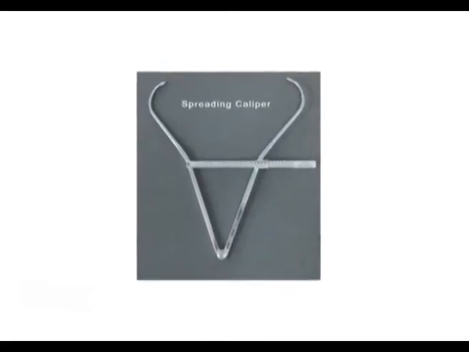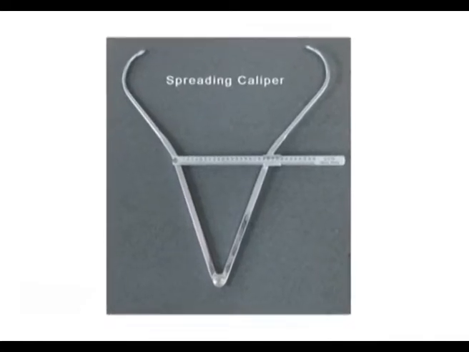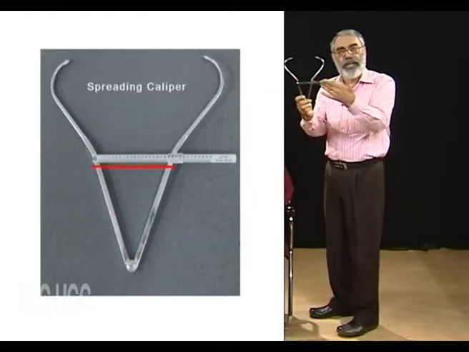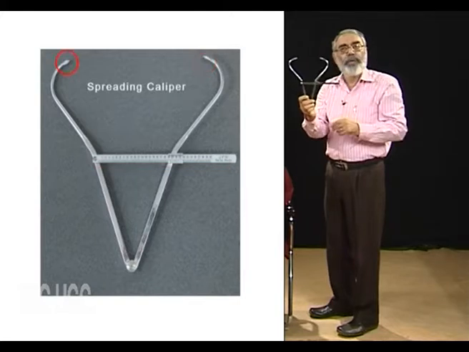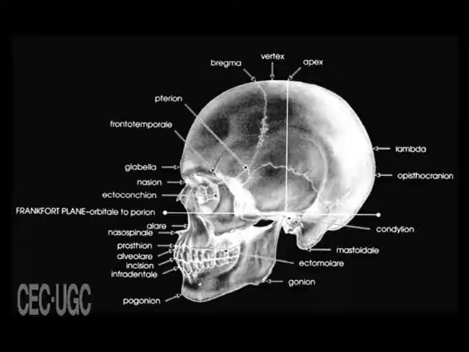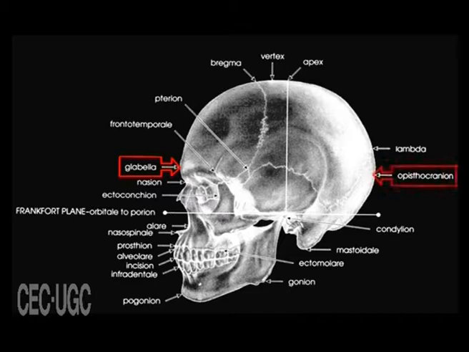The instrument used for this measurement is the spreading caliper. A spreading caliper is a caliper which is like this. It has a scale right in the middle. It has two tips which will contact the point, and because we have to locate the most backward point, this movable arm is used for that purpose. Now, I'll demonstrate keeping the fixed arm of the caliper at the glabella point and the movable arm on the opisthocranion point, and show how this measurement is taken.